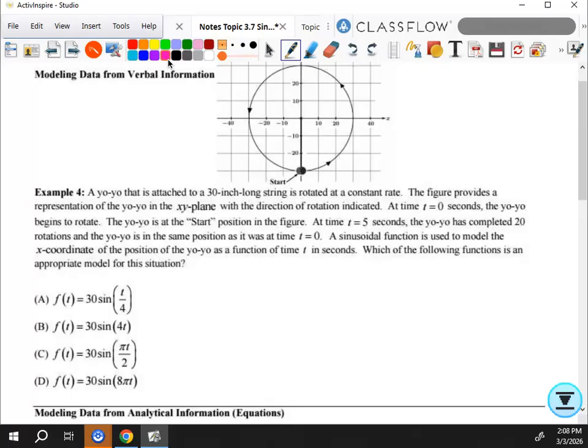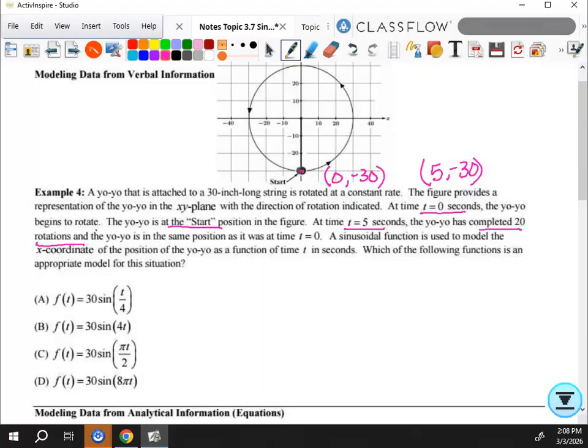So a yo-yo that's attached to a 30-inch long string is rotated at a constant rate. The figure provides a representation of the yo-yo in the XY plane with the direction of rotation indicated. Okay, so there's little arrows right there. At time t equals 0 seconds, the yo-yo begins to rotate. The yo-yo is at the start position in the figure. So right here, the input is 0 and the output is negative 30. It's on a grid, so that's kind of obvious. At time t equals 5 seconds, the yo-yo has completed 20 rotations and the yo-yo is in the same position. So that means this is 5, negative 30.